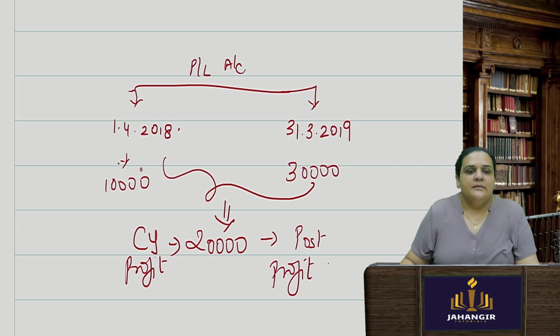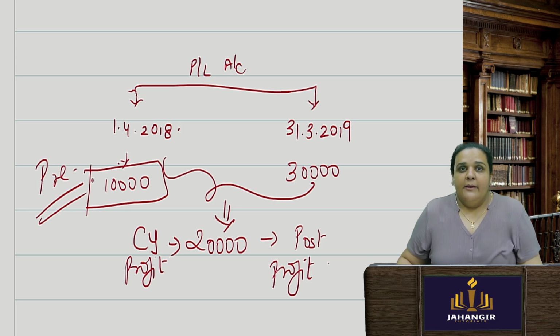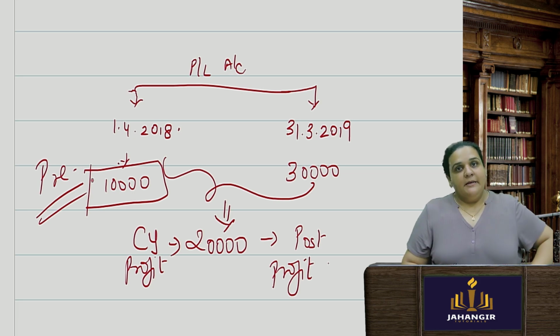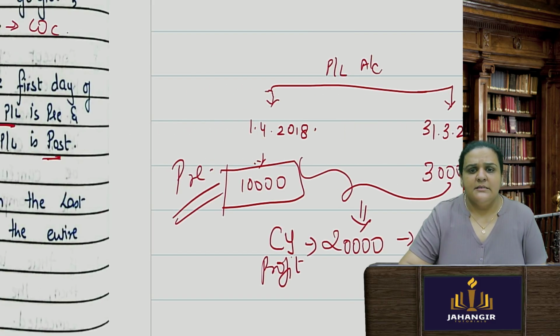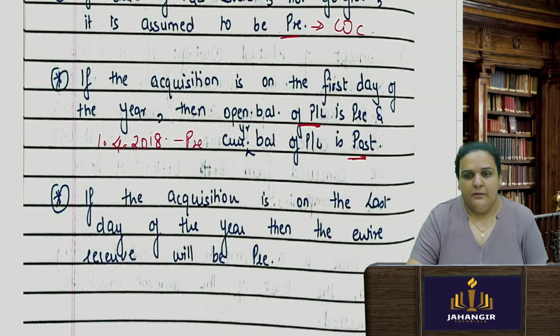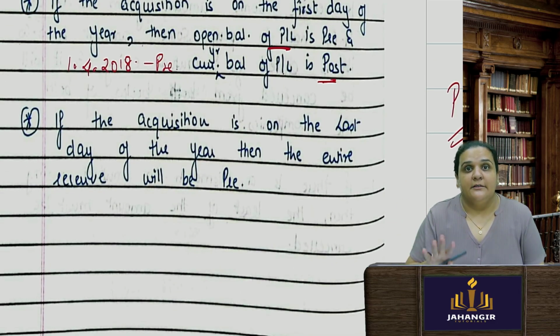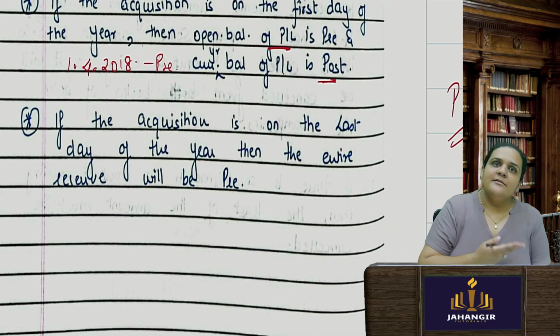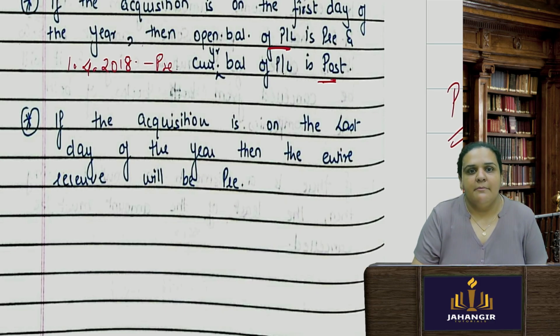Okay, this is treated as a pre-profit. This will go in my cost of control calculation. Post profit also, holding company will get its share, but it will go in their P&L account directly. It has nothing to do with my cost of control. If the acquisition is on the last day of the year, 31st March, then the entire reserve will be pre, completely. That entire 30,000 will be my pre-reserve.